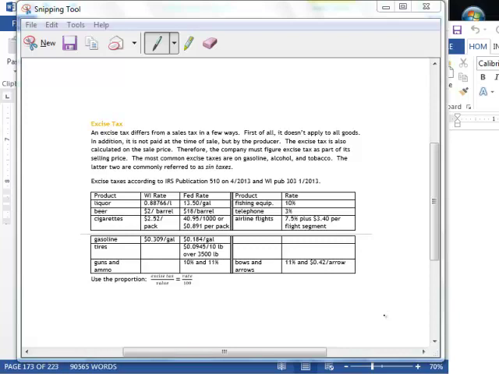If you notice, the first column lists the Wisconsin tax rate, and the second column lists the federal tax rate. There's excise taxes on liquor, beer, and cigarettes. Those would be considered sin taxes to try to keep people from doing those things.